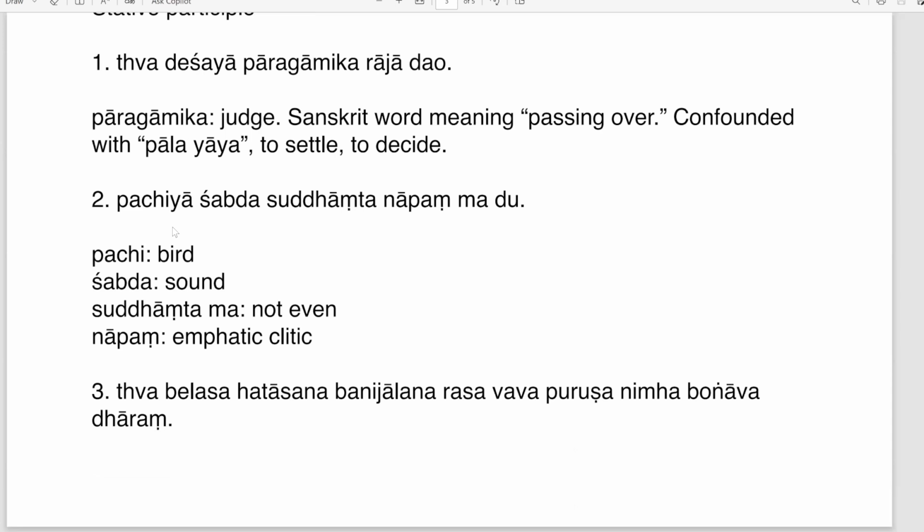Yeah. So bird, genitive. Yes. Sound. So the bird's sound. Yes. Did not have any sound at all. Yes. Yeah. It didn't make any sound at all.